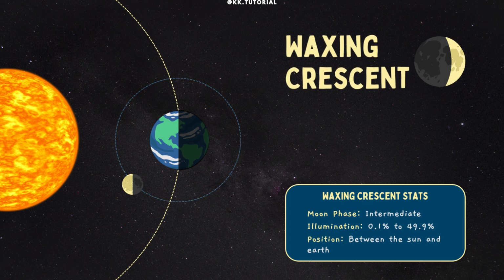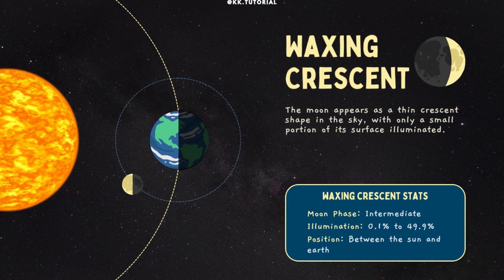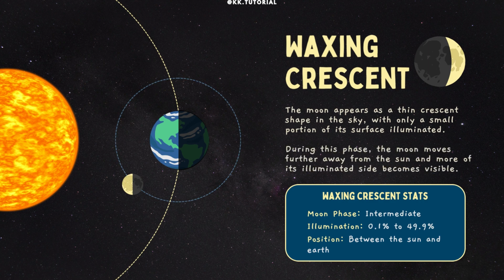Waxing crescent. This is the second phase which occurs after a few days of the new moon. In this phase, moon appears as a thin crescent shape in the sky, with only a small portion of its surface illuminated. During this phase, the moon moves further away from the sun and more of its illuminated side becomes visible.